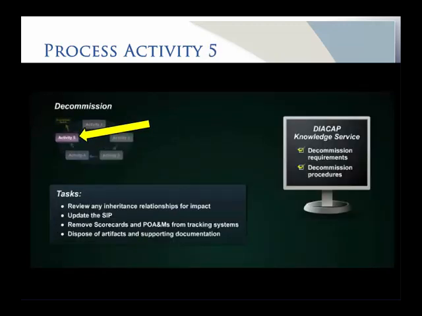Now, the reason why decommission is of interest in any way to us in DIACAP is because of what we talked about before, inheritance. So I may be decommissioning a system, but I may have other systems on the network that have inherited components from the thing you're decommissioning. So when you decommission it, knowing what the impacts are on those other things is really the whole point of this. You also want to make sure you remove the IA scorecards and POA&Ms from the tracking systems because we don't want to waste time looking at and evaluating systems that are really no longer operational.